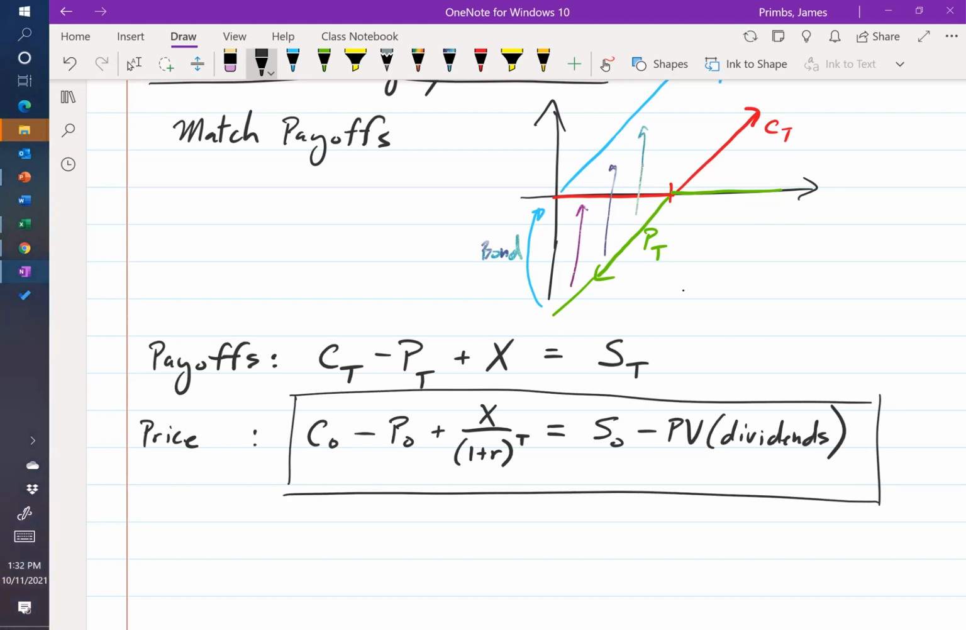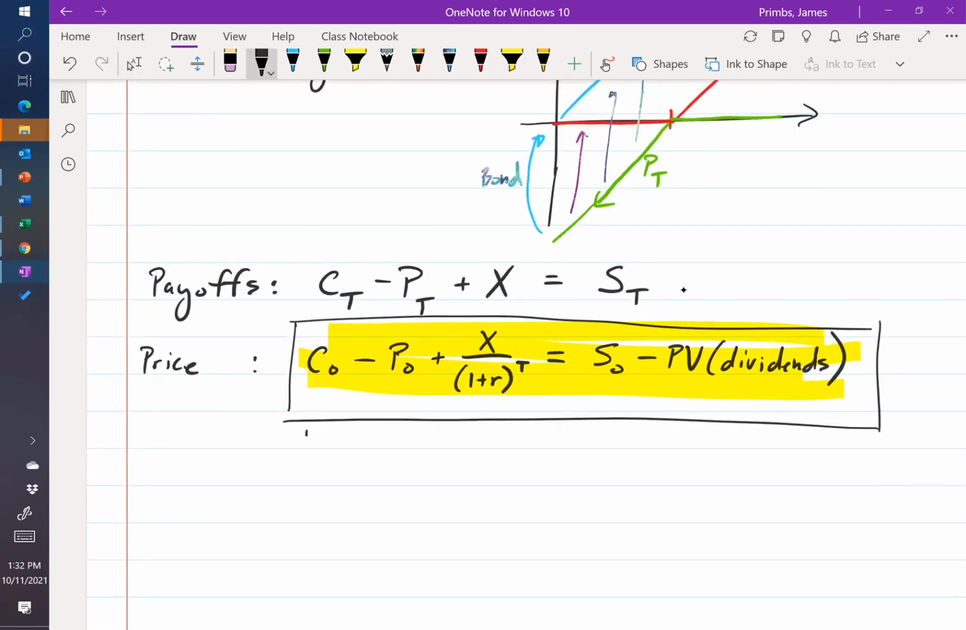Yes, you've got to be given the dividend amount, right? And when the dividend occurs, because we have to discount it back to time zero. So you need to know exactly when it occurs. See how easy that is? So this is put call parity with dividends.